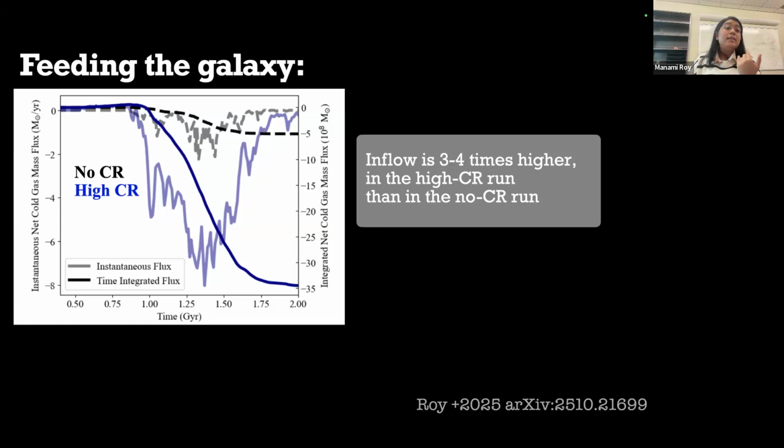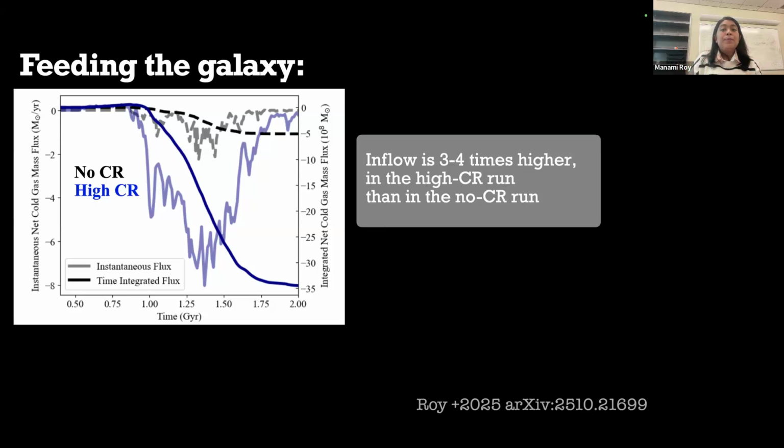So what we are plotting is the cold gas mass flux into the inner galaxy, into the galactic disk, and over time evolution of this. And on the right hand side, it's the integrated net cold gas mass. And what you are seeing here for the no cosmic ray is an inflow rate of about -2 solar mass per year. Here more negative means more inflow. And you can see for high cosmic ray it is significantly higher, -8 solar mass per year. So basically the gas is making it to the inner galaxy even 2 to 4 times higher than the no cosmic ray runs.